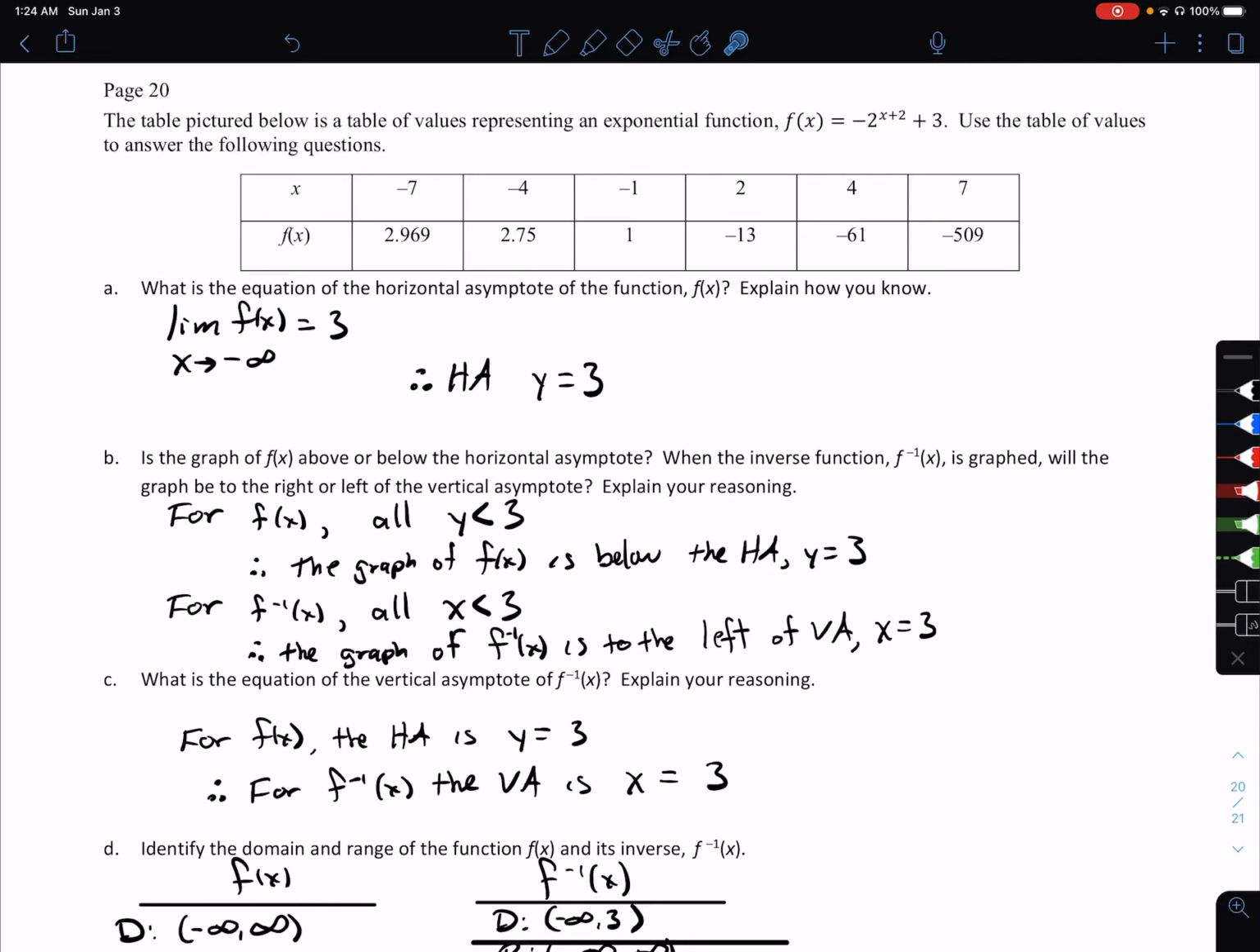Pre-AP Calculus, this is Notes 8.4. This is the final video of the section and of the chapter. I asked you to complete this problem on your own, and now you should be checking your answers.